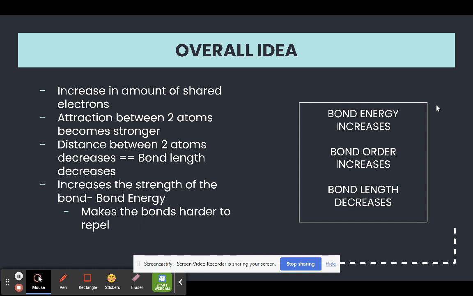As bond order increases, the attraction between two atoms becomes stronger and stable, making it harder to pull the two atoms apart, thus requiring more bond energy. This attraction between the covalent bonds brings atoms closer together, causing a decrease in bond length. Therefore, bond order and bond energy are proportional to each other, while bond length is inversely proportional to them.